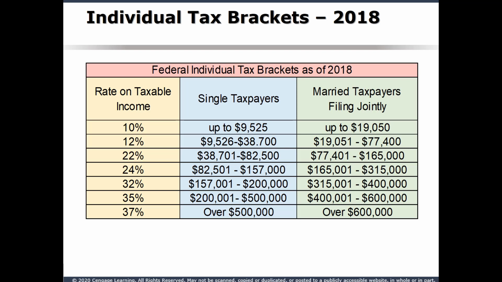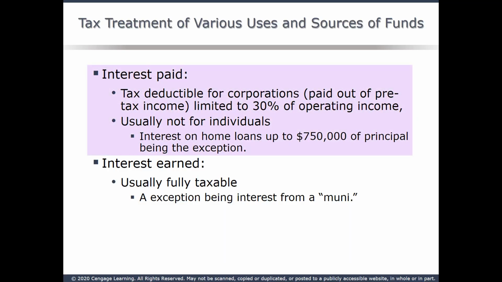They, of course, may be subject to state tax. The standard deduction has increased for individuals to $12,000 and for married couples filing jointly to $24,000, causing many to choose the standard deduction over itemizing. The personal exemption was eliminated. For corporations, interest paid is tax deductible, as we've seen on the income statement. For individuals, only home loan interest is deductible.